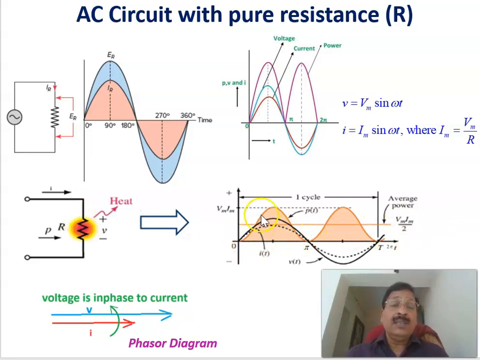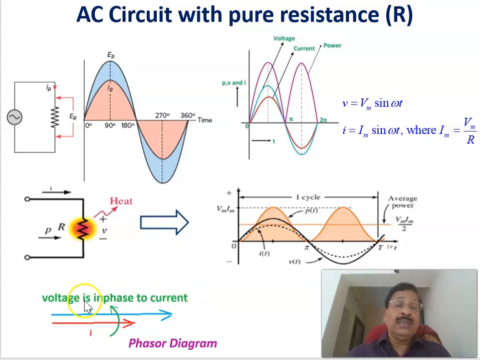In this case, this is of course the power, and the shaded portion represents the energy. It is a product of the power and the time, which represents the area. Therefore, this shaded portion represents the energy, and if you distribute this energy over this time period, we get the average power, which is equal to Vm Im divided by 2, or Vm by root 2 into Im by root 2, or RMS voltage times RMS current. That is the average power consumed by the load. That will appear as heat here.